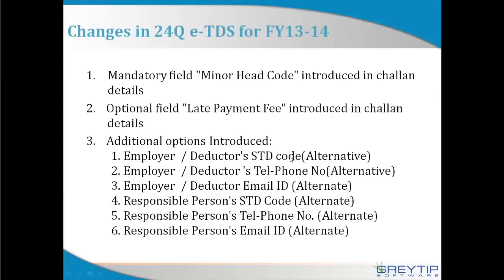So there are a few changes in 24Q. Now the minor head code field is mandatory in challan details. An optional field, late payment fee, is introduced in challan details. And there are certain additional fields introduced: the employer's or deductor's STD code, telephone number, which we will also show in our live session next. Then the employer's email ID, then the responsible person's alternate STD code, alternate telephone number and alternate email ID.